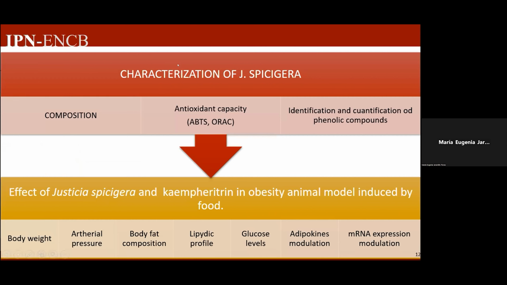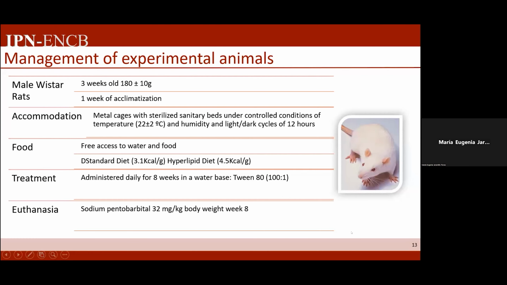First, we did the characterization of Justicia spicigera: the antioxidant capacity, the composition, and the identification and quantification of the phenolic compounds. For the effect of Justicia spicigera and kaempferitrin in obesity, we used animal models with obesity induced by food. We measured body weight, arterial pressure, body fat composition, lipid profile, glucose level, adipokines modulation, and mRNA expression modulation.